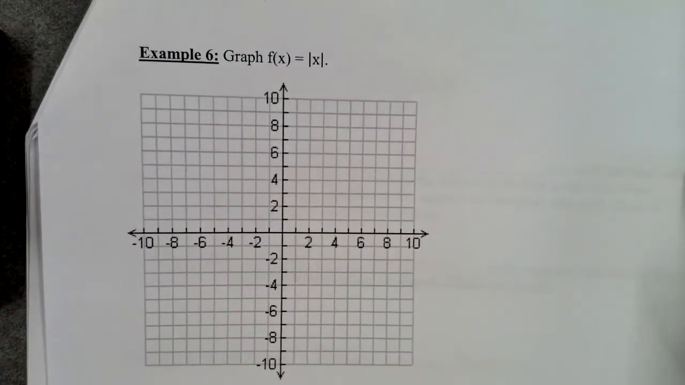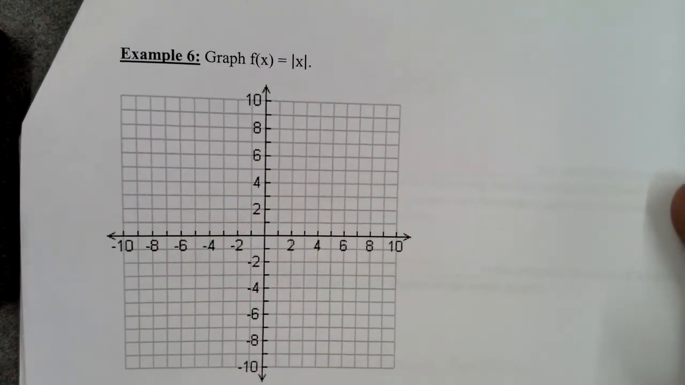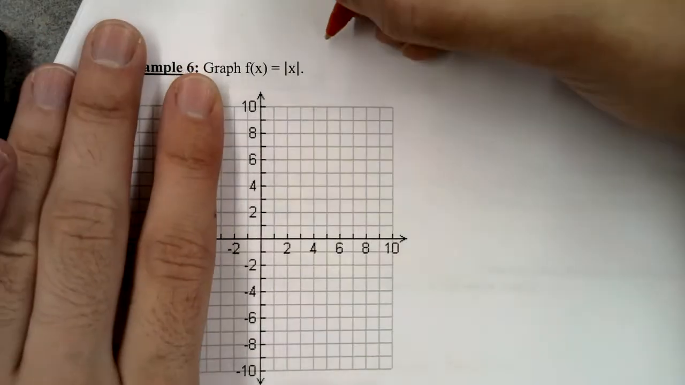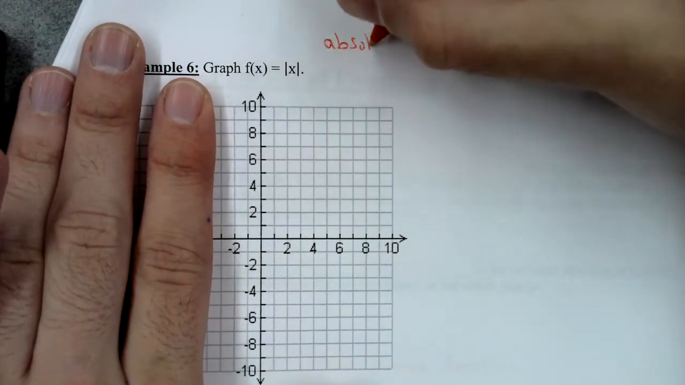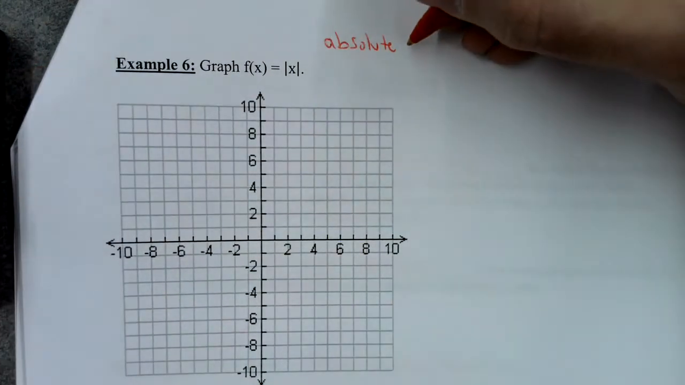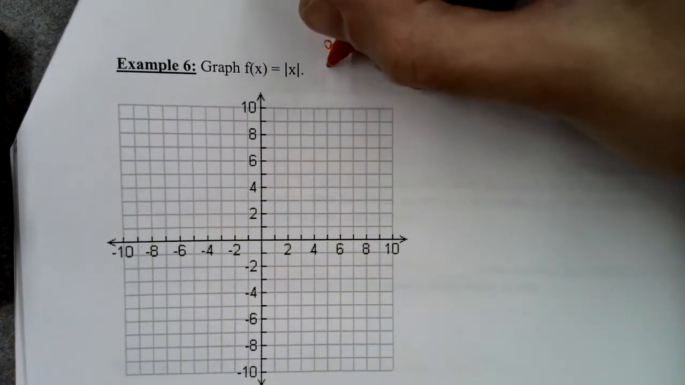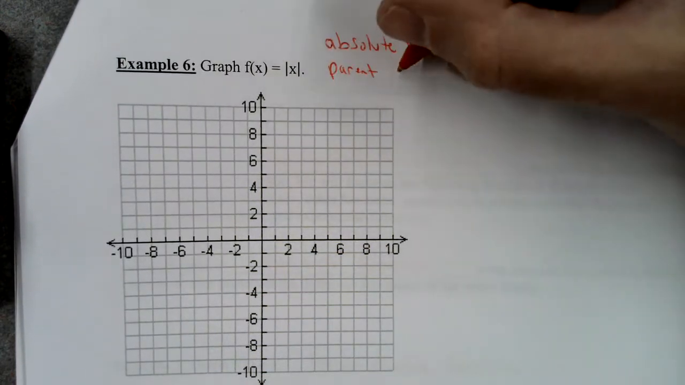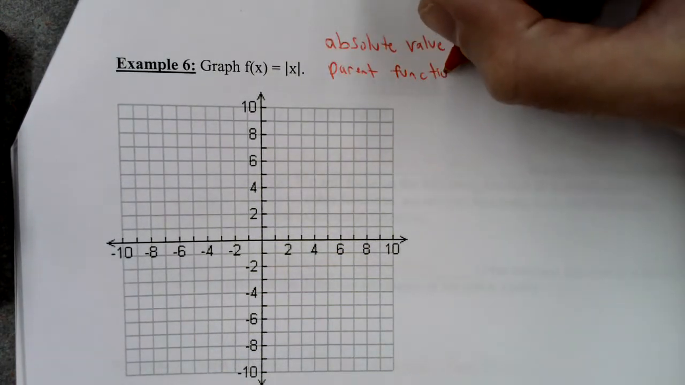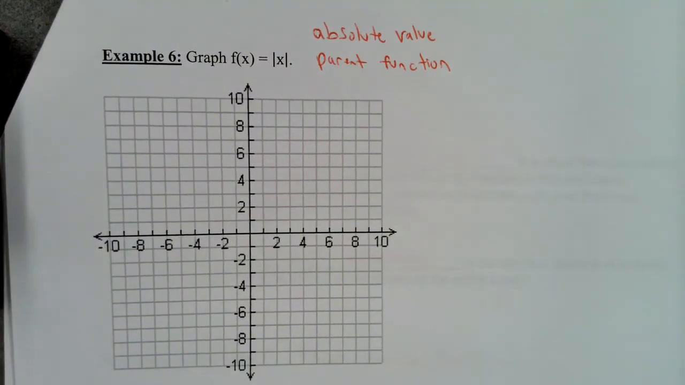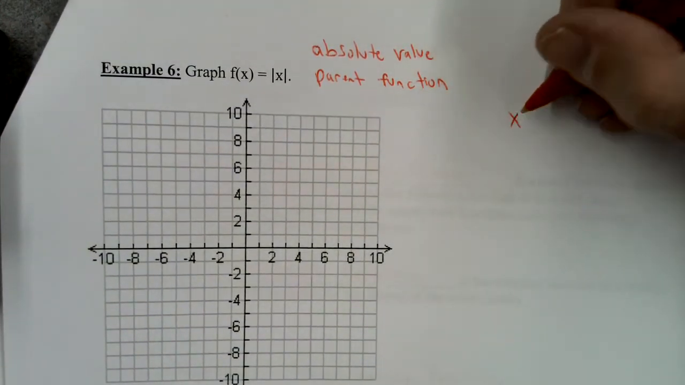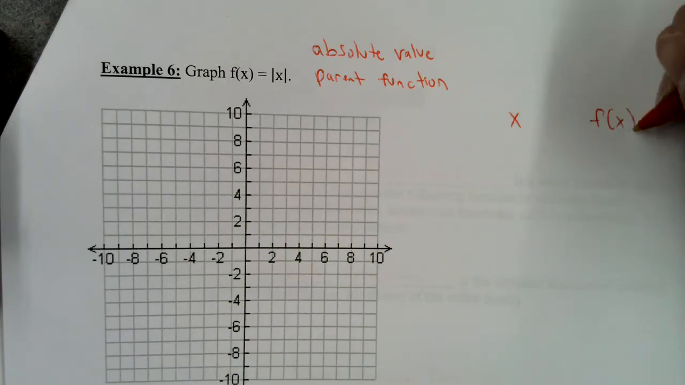Okay, let's go to the last page. We have 2 more examples. f of x equals the absolute value of x. This is called the absolute value parent function. Okay, absolute value parent function. So again, let's make a table, and then we'll graph it.